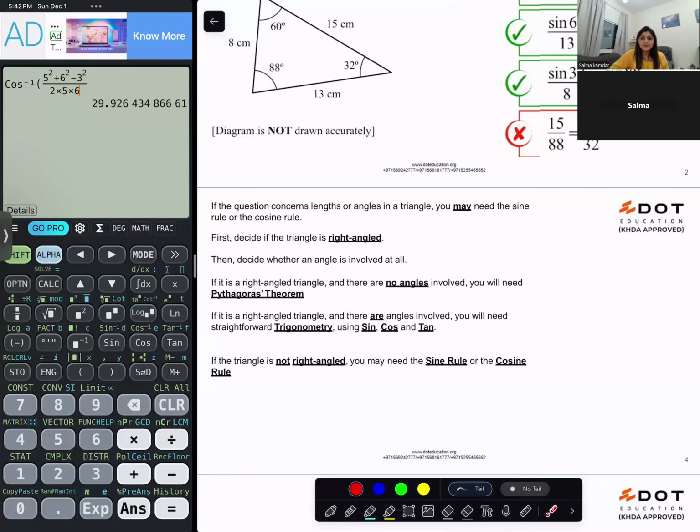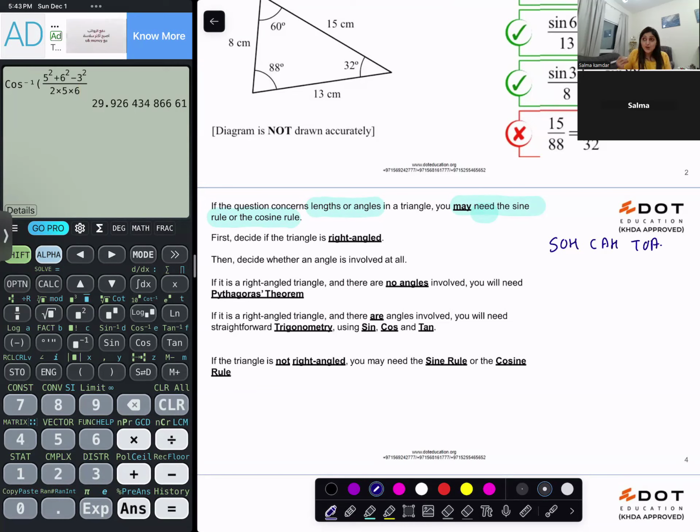So there is one thing you need to understand over here. If your question is concerning lengths or angles, you want to find your lengths or your angles in a triangle which is not a right angle triangle, then you may need the sine rule or cosine rule. You have to decide if it is a right angle triangle or not. If it is a right angle triangle, you are going to use SOHCAHTOA.